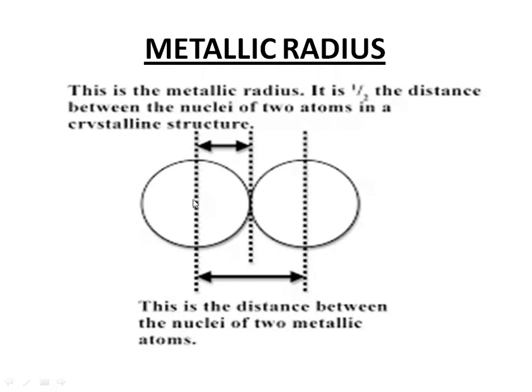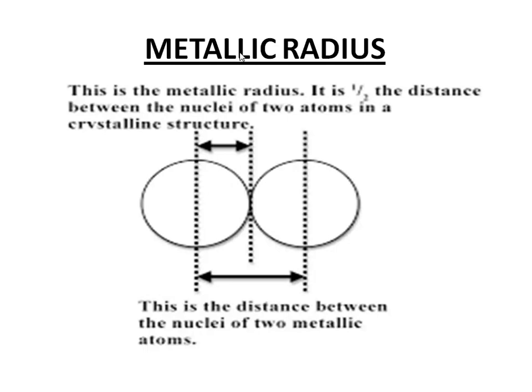This one is a metal atom, and this one is a metal atom. If you take the distance between the nuclei, half of that distance is what we call the metallic radius. You may be confused about the covalent radius, so what is the difference? In covalent radius, two elements are covalently bonded, but here we are taking two metals in a crystalline structure. Half the distance between the nuclei is the metallic radius.